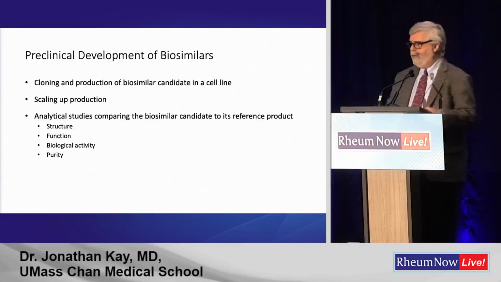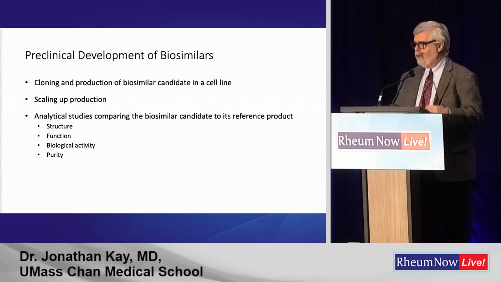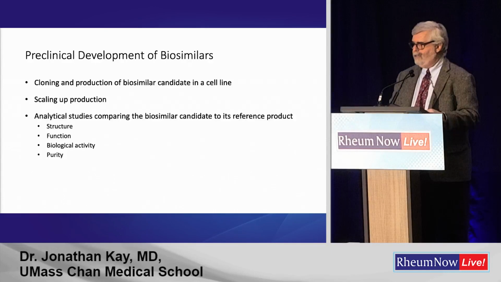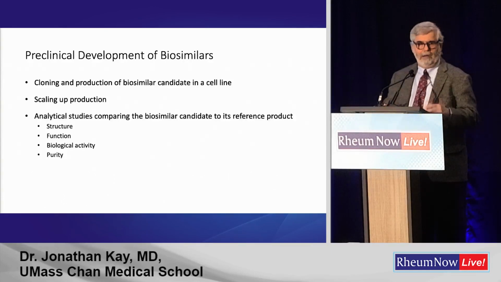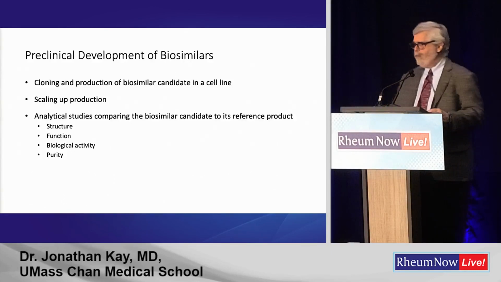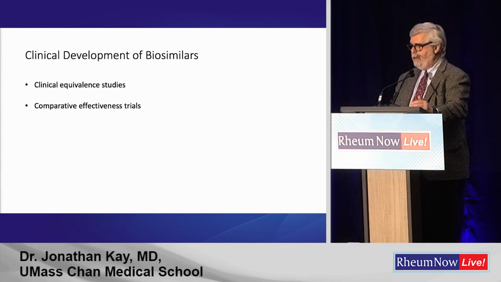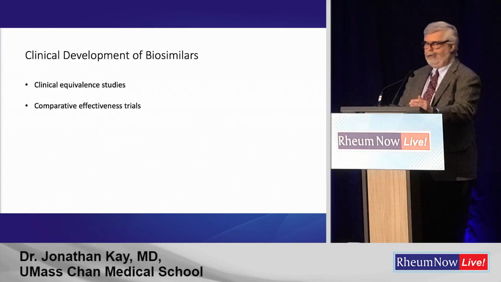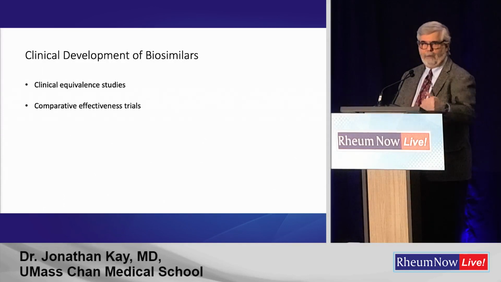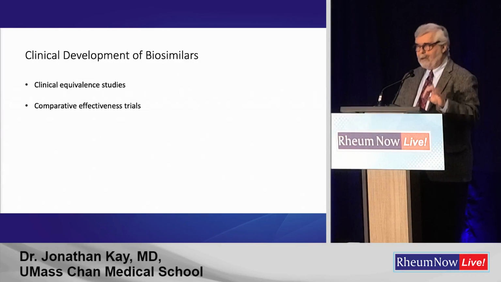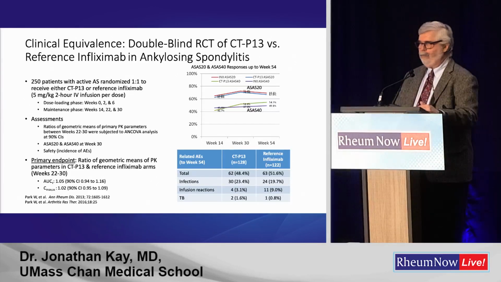So the preclinical development of biosimilars involves cloning and production of the biosimilar candidate in a cell line to recapitulate all of the post-translational modification of the reference product, and then scaling up production. And then analytical studies compare the biosimilar candidate to the reference product in terms of structure, function, biological activity, and purity. The clinical development of biosimilars consists of clinical equivalence studies, pharmacokinetic and pharmacodynamic studies, and then at least one comparative effectiveness trial.